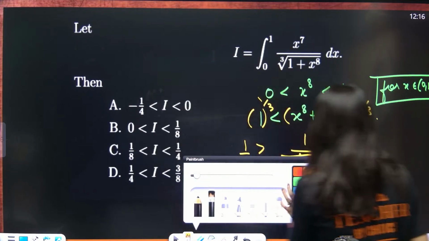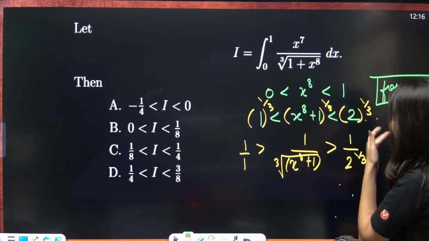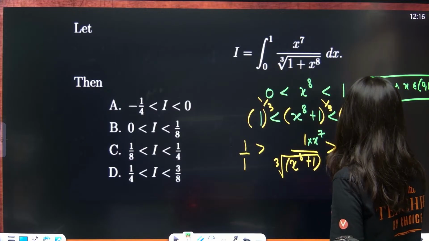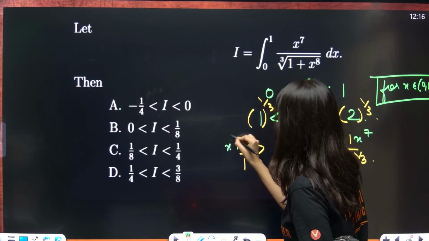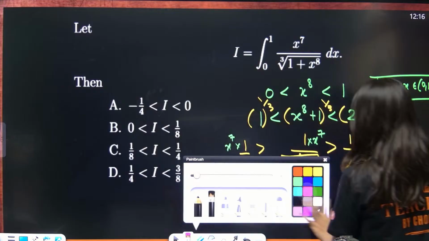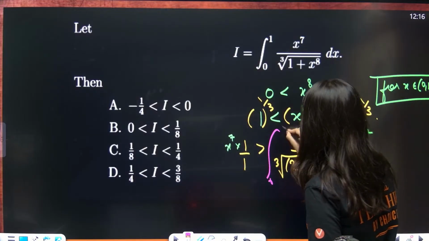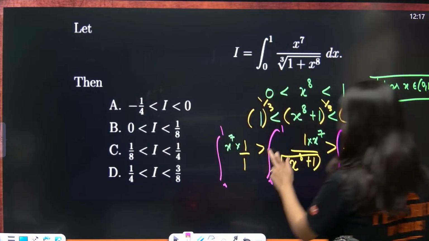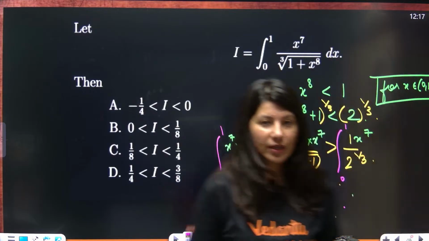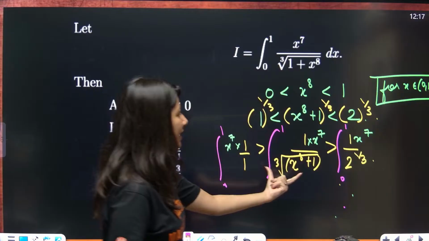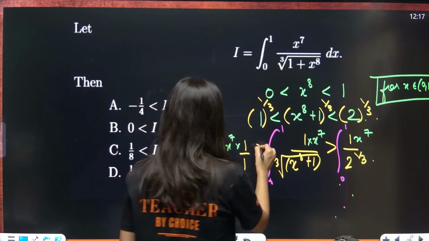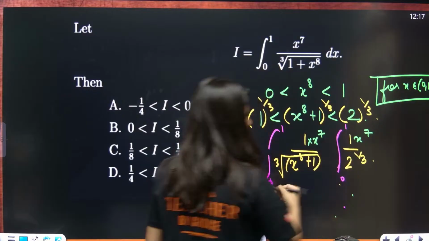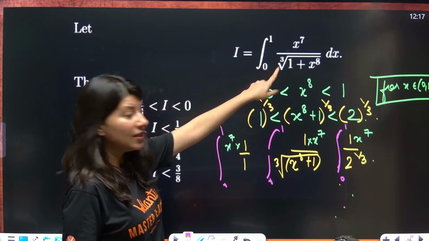Now what we are going to do is multiply by x power 7. Now apply the integration symbol, integration 0 to 1. Let's check the sign a little later. So we are just estimating whether this integration is lying between these two integrals. Are you getting my point? Yes? We are trying to achieve this integration.